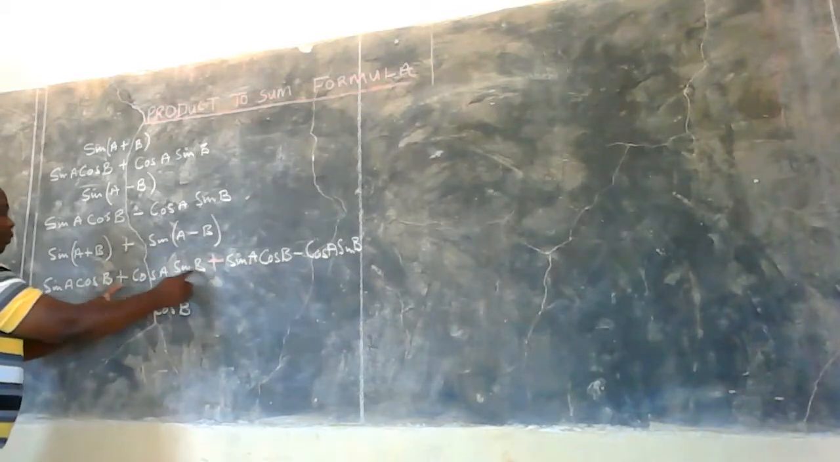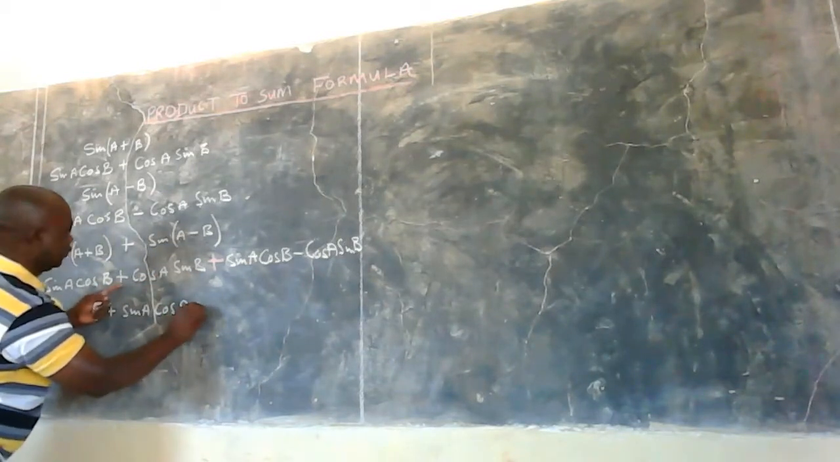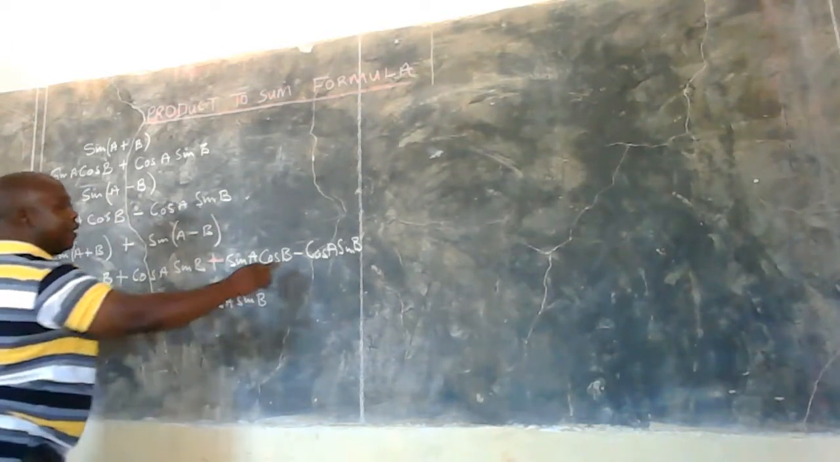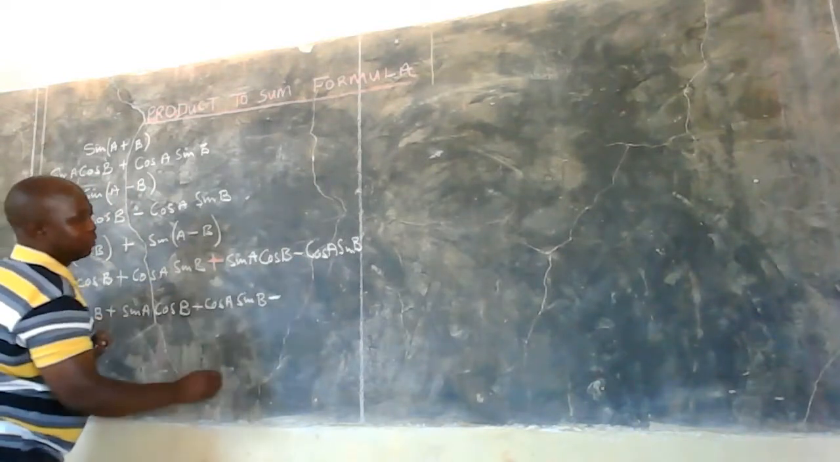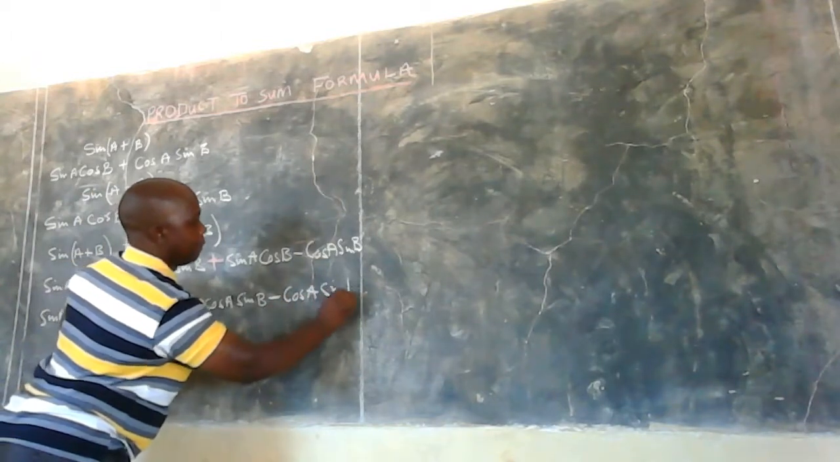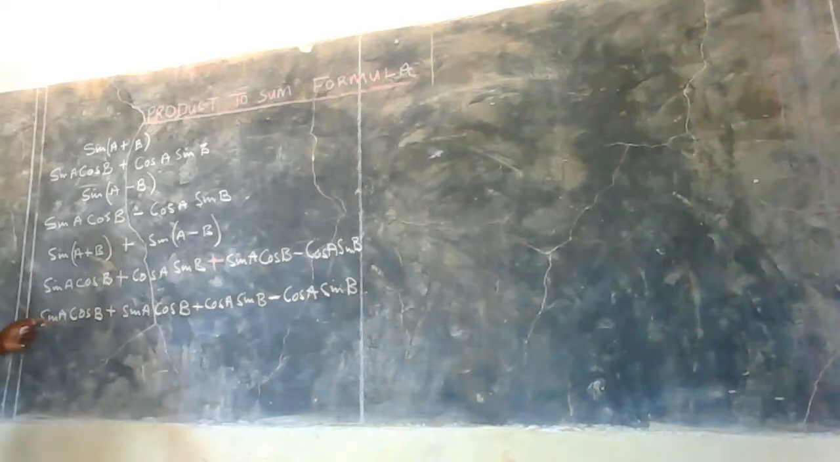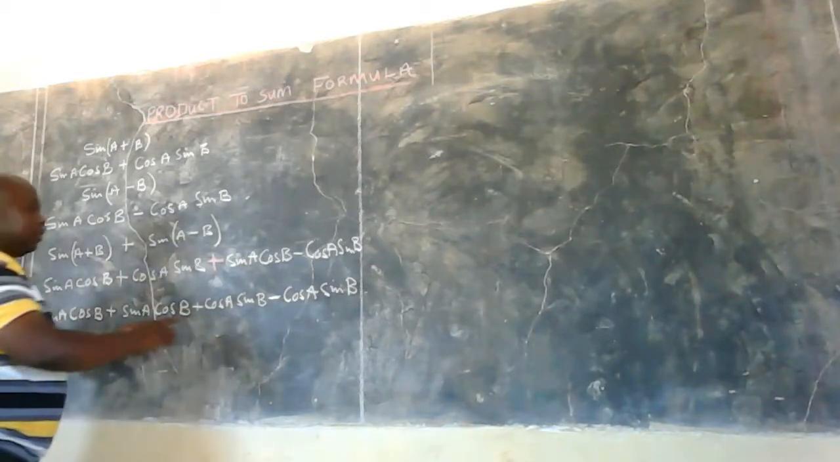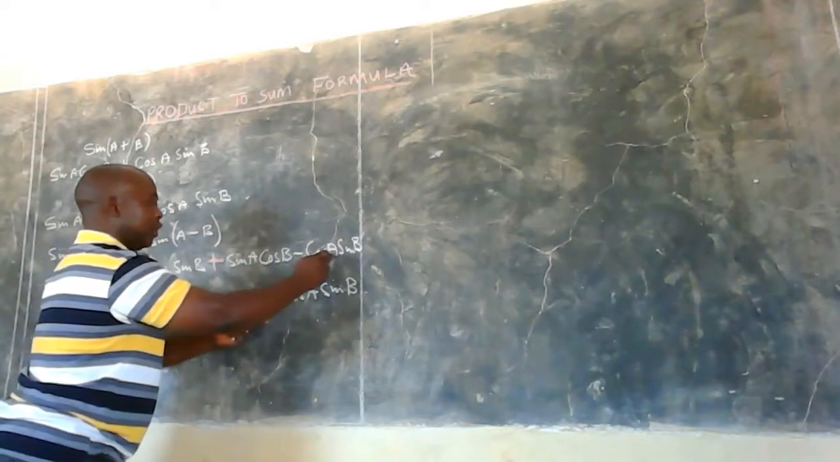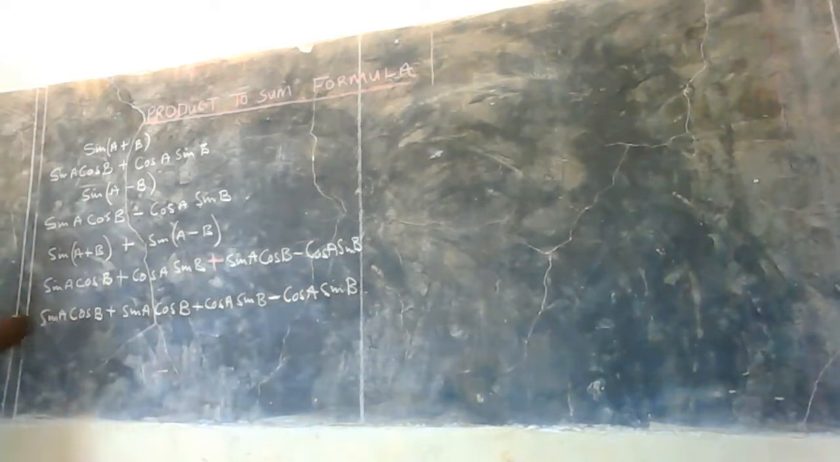Then we also have this part, cosine A sine B. We say plus cosine A sine B, then minus cosine A sine B. So all we have done here is arrange the like terms together: sine A cos B, which is the same as that one there, and then cosine A sine B, minus cosine A sine B, those are the same. Then we can simplify here.